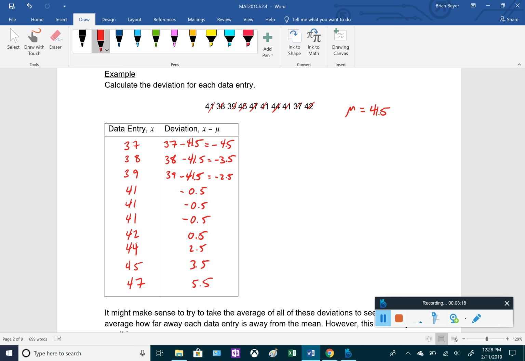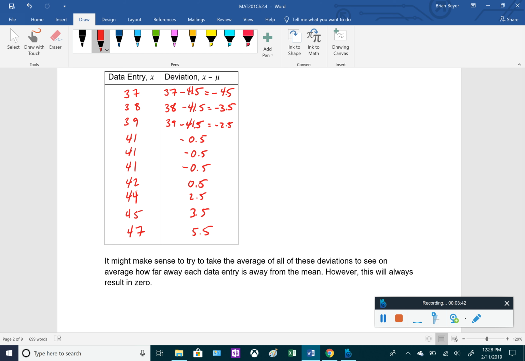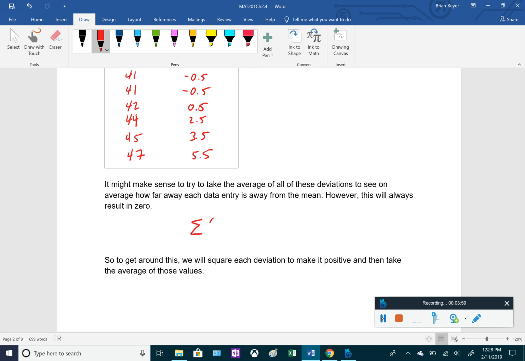If we're trying to figure out the spread of the data, we might think that it would make sense to take the average of all of these deviations and say that on average, that's how far a data entry is away from the mean for that data set. The issue is that when we try to take the mean of these deviations, it's always going to give us 0. If we add up, using the summation sign, all of these deviations, we always get 0.